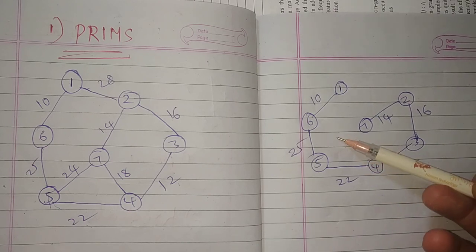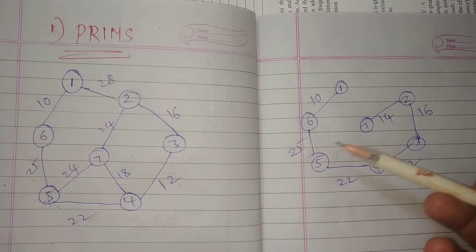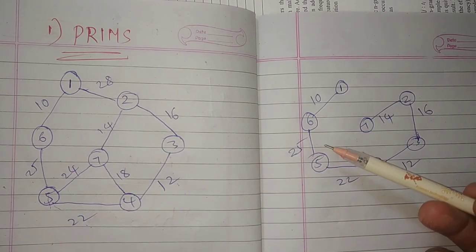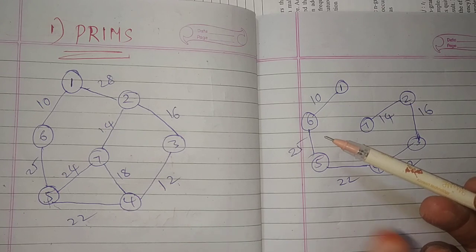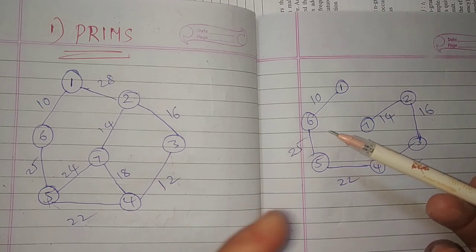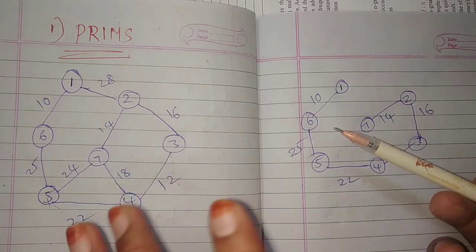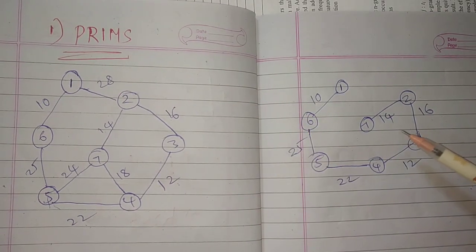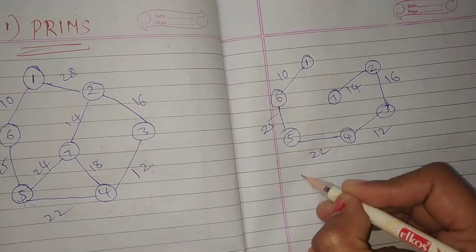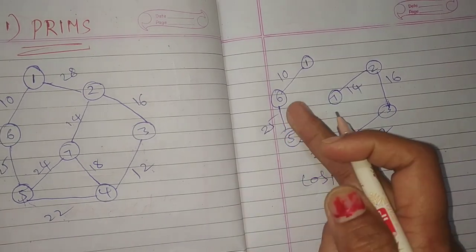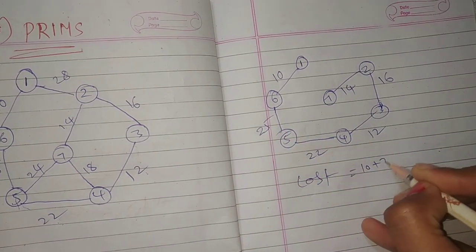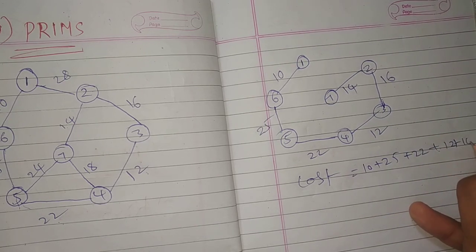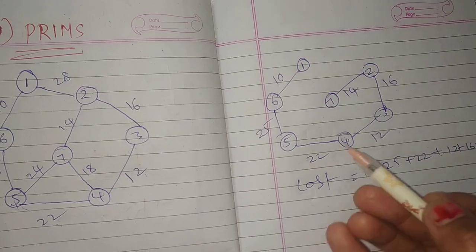So this is a spanning tree for this graph and this is the minimum spanning tree. You do not generate different spanning trees, you just find it directly with this algorithm, the minimum cost spanning tree. Then you count the total cost: 10 plus 25 plus 22 plus 12 plus 16 plus 14.